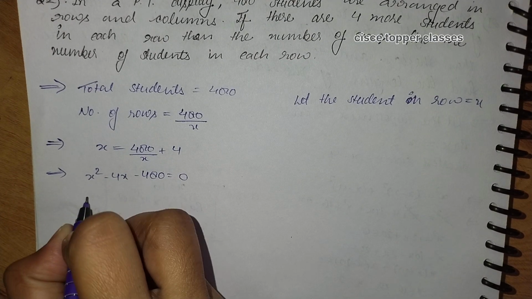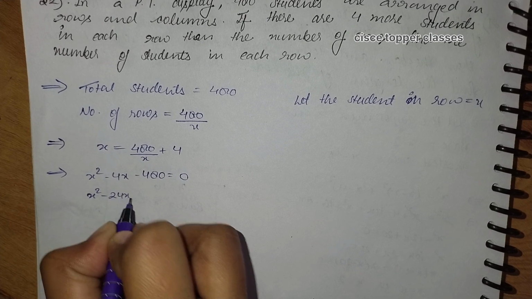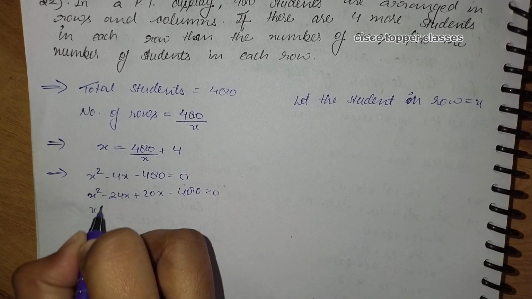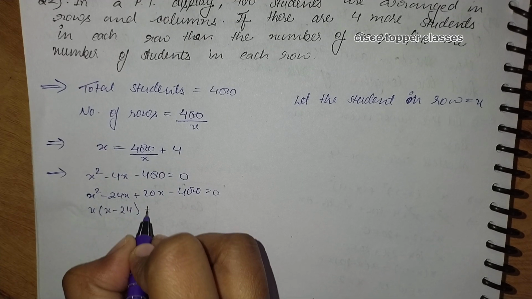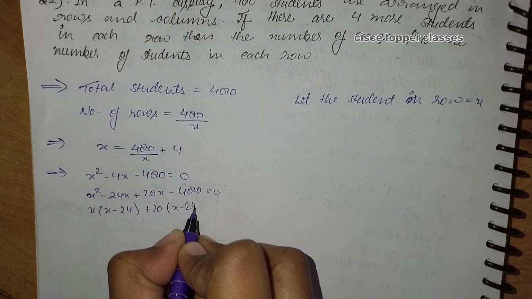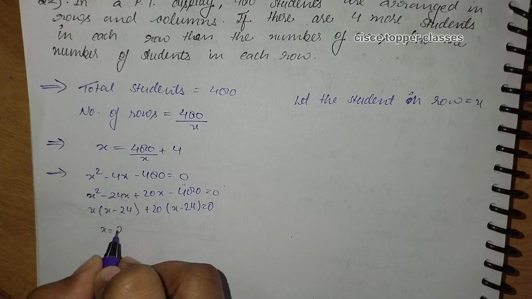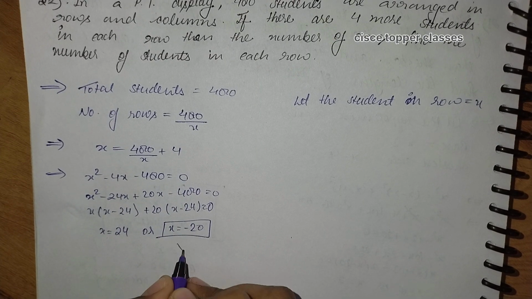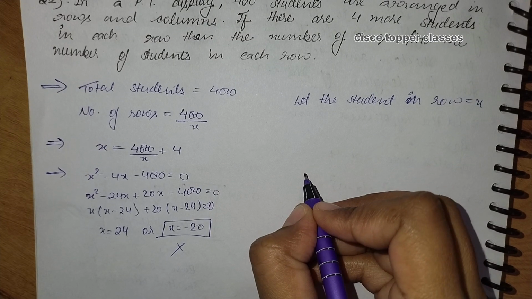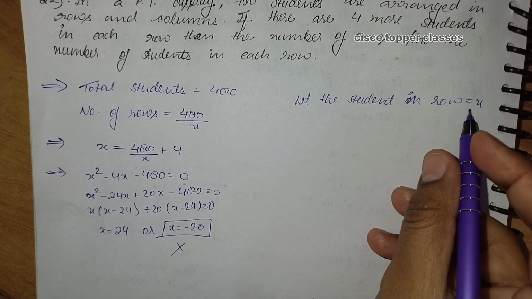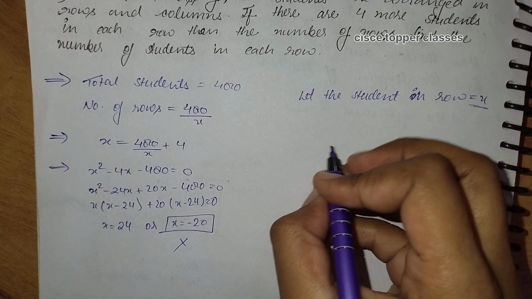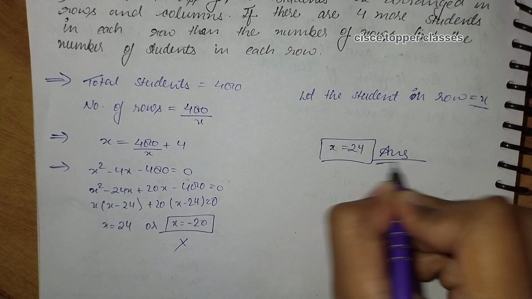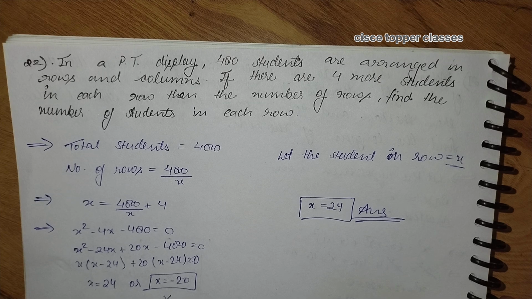So in factorizing this, we will get x square minus 24x plus 20x minus 480 equal to 0. Taking x as common, it will become x(x minus 24) plus 20(x minus 24) equal to 0. So from there, x is equal to 24 or x is equal to minus 20. Negative value of x is not possible. Hence, the number of students in each row, which we let as x, is x equal to 24. So this is the final answer, and this is the final solution of question number 22.